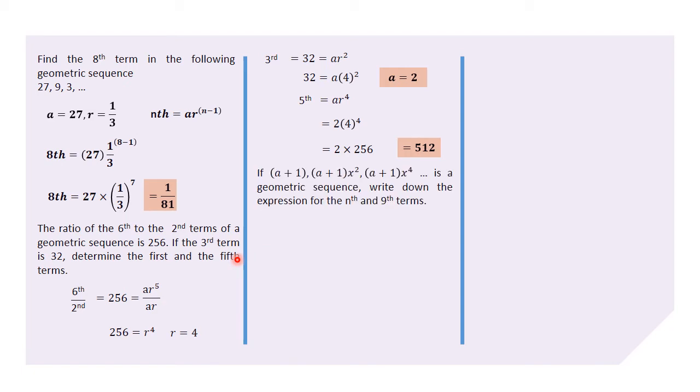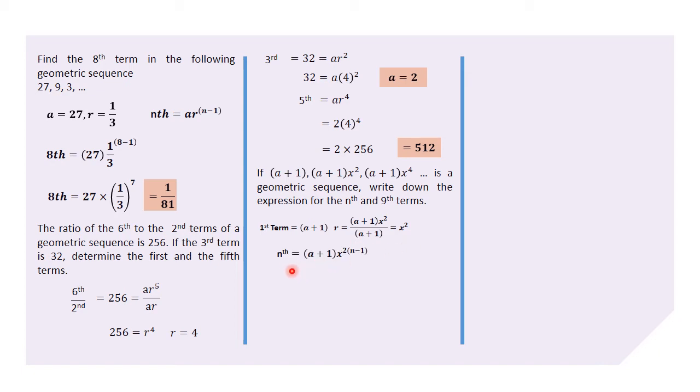We try another question where we're told that if A plus 1, (A plus 1)x squared, (A plus 1)x raised to power 4 is a geometric sequence, write down the expression for the nth and ninth terms. Good. Now we know that the first term is A plus 1. That's the first term that appears in the sequence here. And the ratio, that is the common ratio, should be the second divided by the first, or just division of any two consecutive terms. So I have (A plus 1)x squared divided by (A plus 1), and the answer is simply x squared. And therefore R, the common ratio, is x squared.